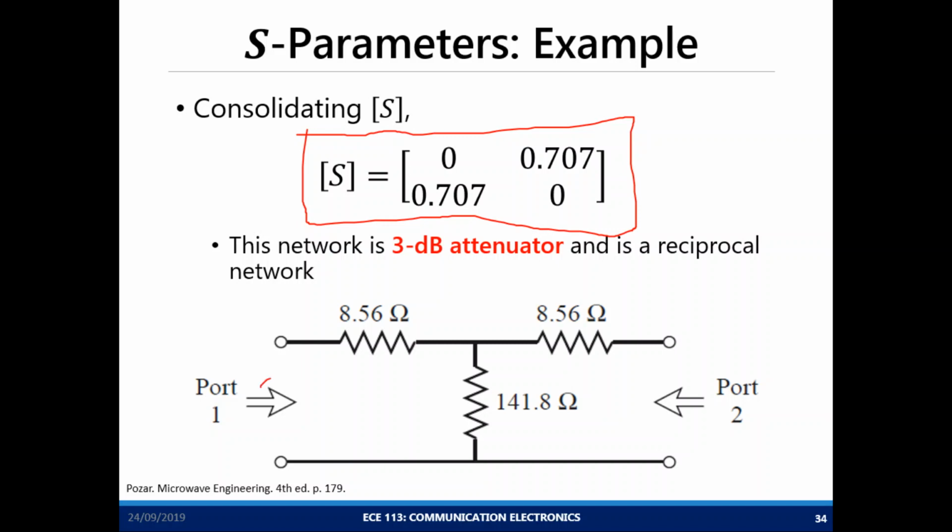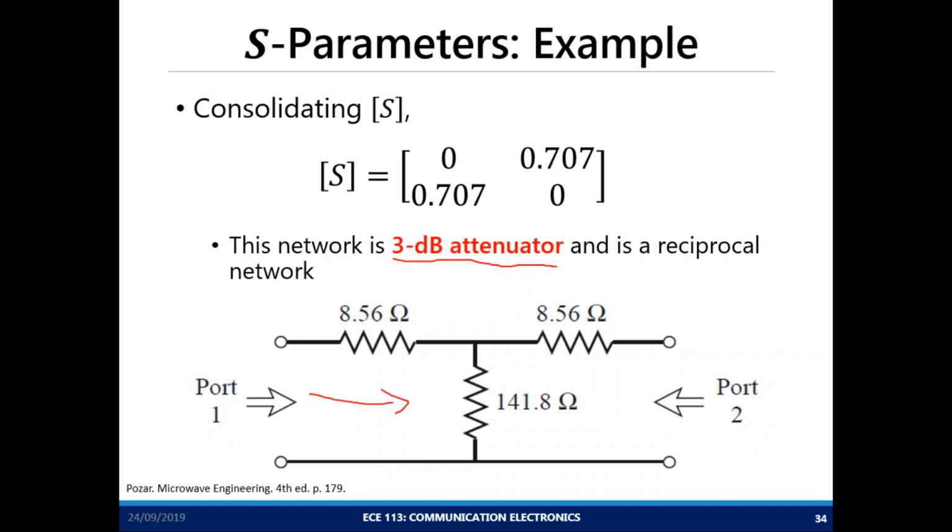If you have a voltage input here, the voltage going out is attenuated by a factor of 0.707. So it's multiplied by a factor of 0.707. If you get the decibel equivalent of that, it turns out that the network is a 3 dB attenuator. So it's 3 dB since the power going inside is halved when it goes out.